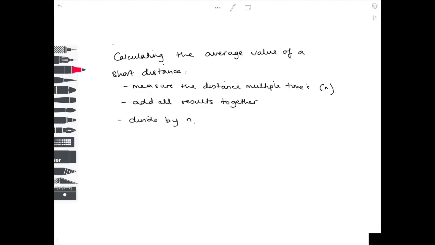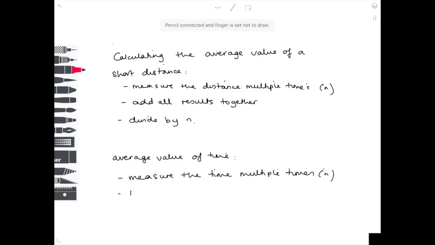Similarly, if you're calculating the average value of time, you want to measure the time multiple times. We'll call that n again. Add the times together, and again divide by n.